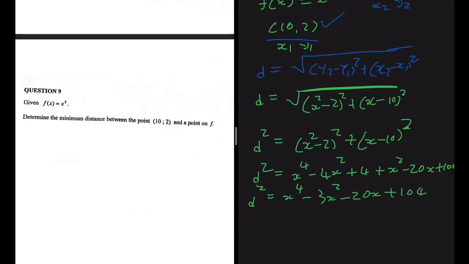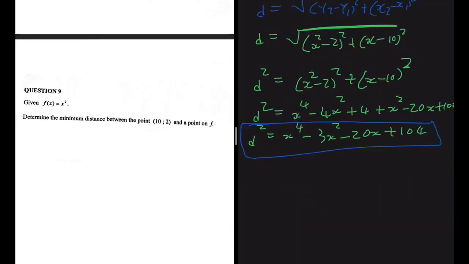So now we have our equation for distance squared, right? But we don't want just the equation for distance squared. We want the minimum distance between a point on the function and our point (10, 2), right? So the way we are going to do this: if we differentiate distance squared and equate it to 0, then the value of x that we determine is going to be the x of the point that gives us the minimum distance. And then after that, we're going to calculate the minimum distance. So let me go ahead and differentiate this.